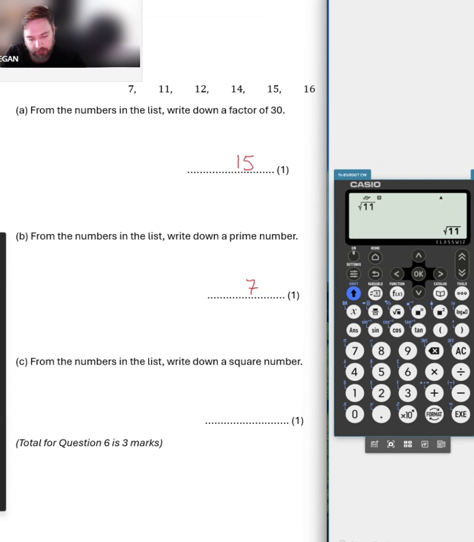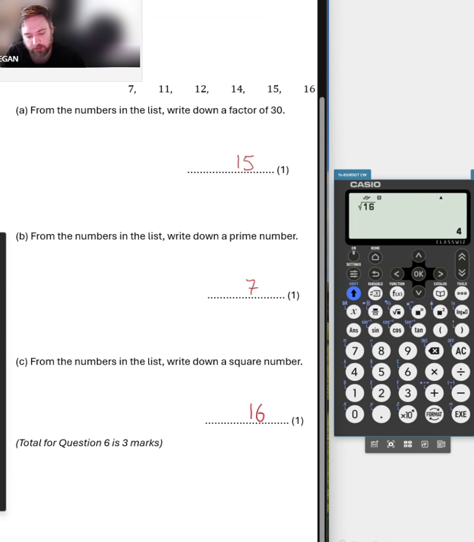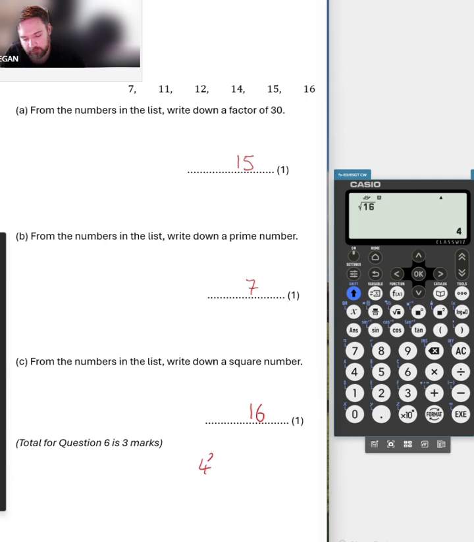If I keep going and then go up to 16, because that is actually a square number, 16, execute, tells me 4, it's a whole number. That means 16 is a square number. Just remember, square numbers, all it means is that something has been squared. So this is the square number. 4 will be the result, so 16 is actually the square number.